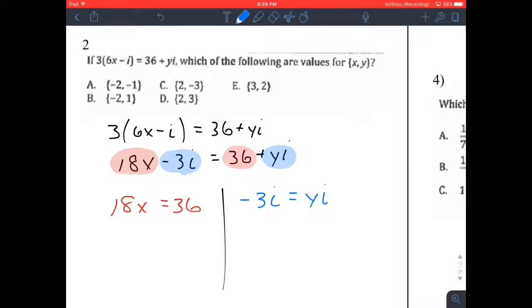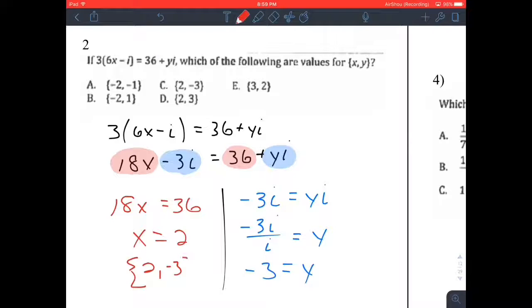So, since I'm here in blue, we're trying to get y by itself. We're going to divide both sides by i. Anything divided by itself is 1, so y is negative 3. Our red equation, if you divide both sides by 18, you get x is 2. So we're looking for the ordered pair 2, negative 3. Boom, C.